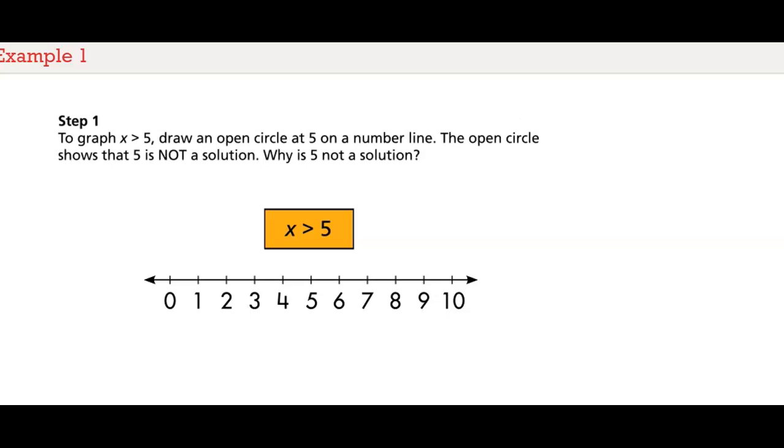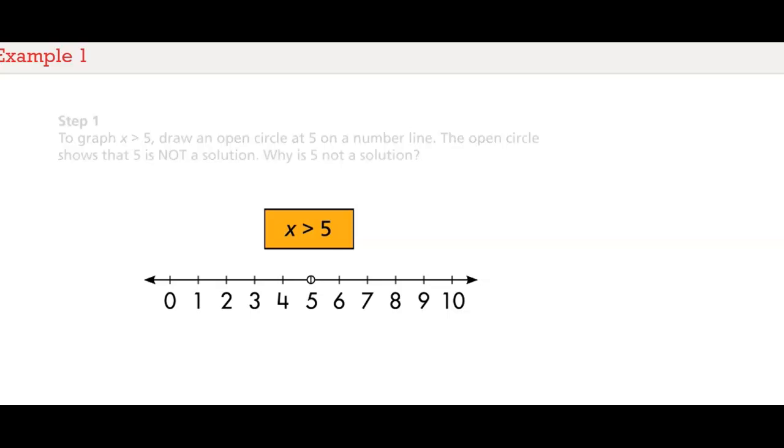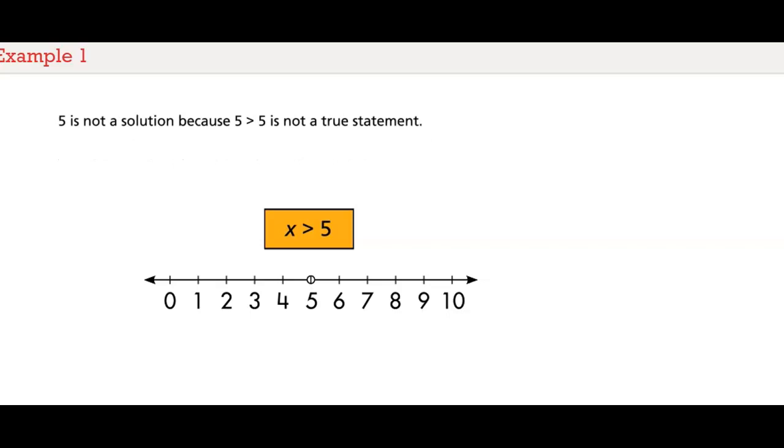Step 1. To graph x is greater than 5, draw an open circle at 5 on a number line. The open circle shows that 5 is not a solution. Why is 5 not a solution? 5 is not a solution because 5 is greater than 5 is not a true statement.